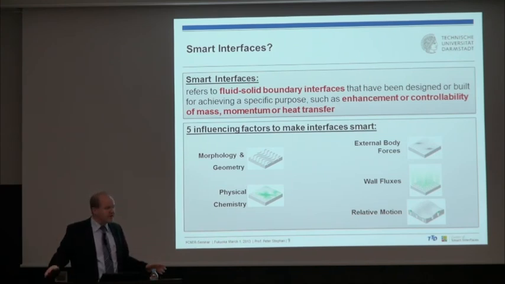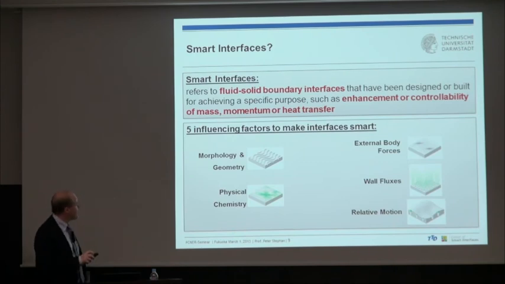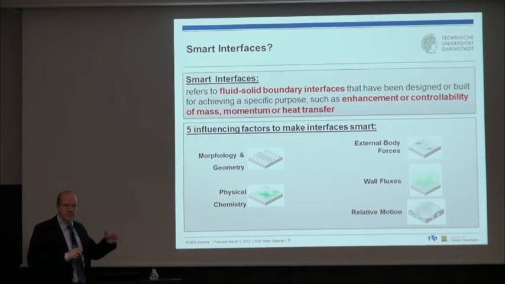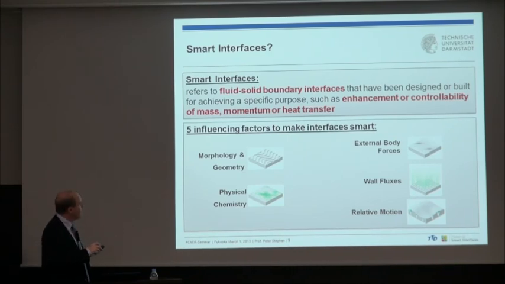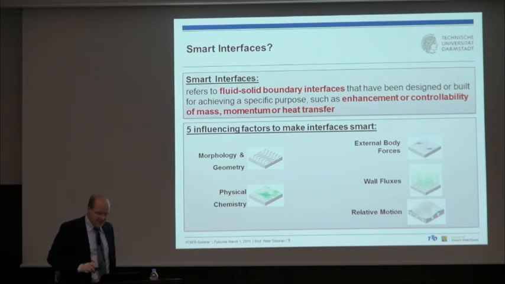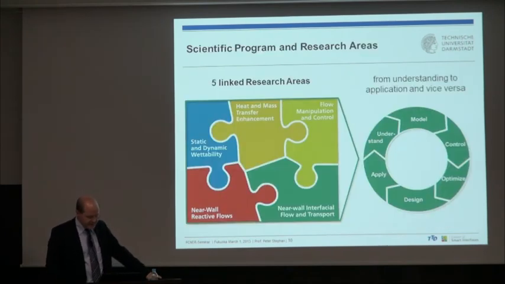And typically we have only 5 possibilities to influence such an interface, to make a normal interface, let's say a smart interface, and this is by changing, for example, the nano or microgeometry, making small grooves or specific roughness morphology, to change wetting characteristics, that's behind physical chemistry, to apply, for example, an electrical field as an external body force, to have, for example, a porous structure, to have wall fluxes, or to have, for example, a vibration of the surface to enhance heat transfer, for example, so relative motion at the interface.